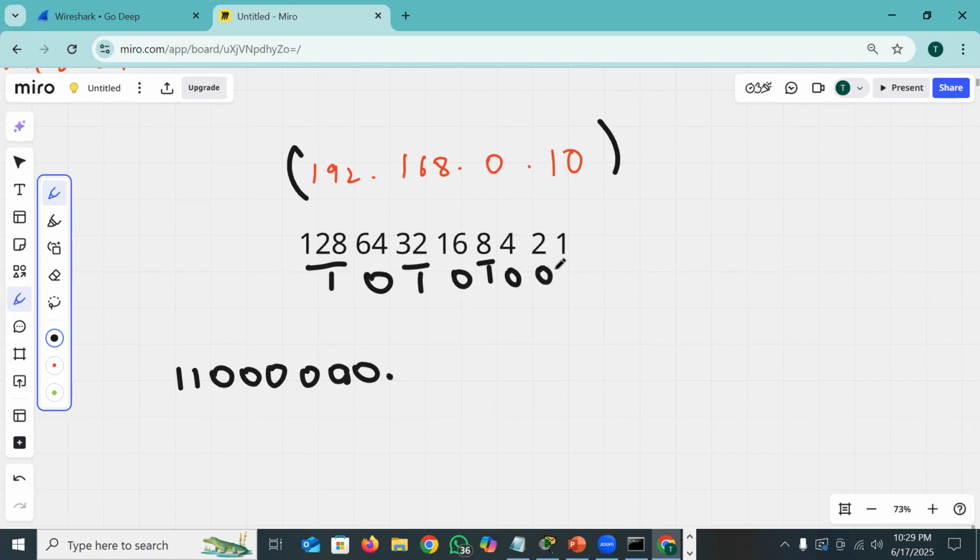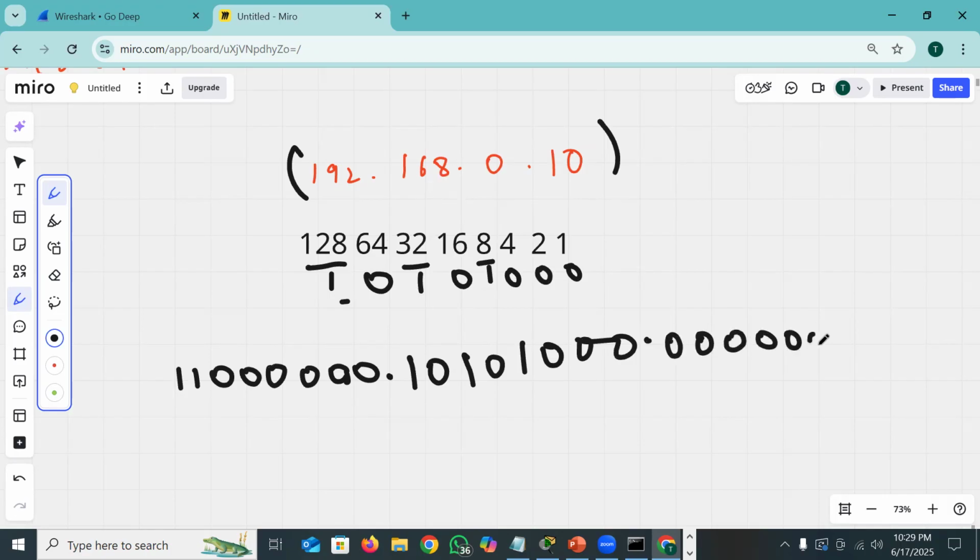So we can see that if I want to take 168, the binary value is coming as 10101000. This is the binary value for 168. And for 0, we know that all are zeros, right? All 8 bits are zeros here. So we can see that all 8 bits are 0.